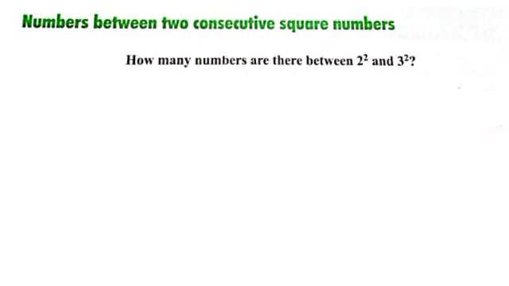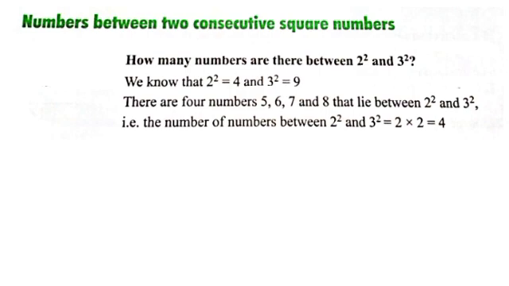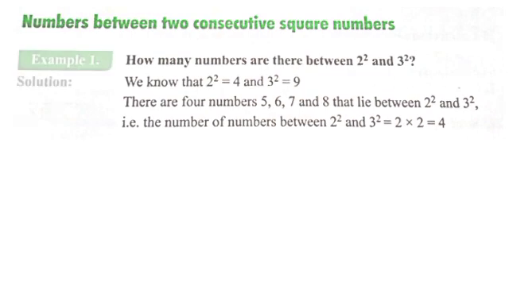Numbers between two consecutive square numbers. How many numbers are there between 2 square and 3 square? We know that 2 square is 4 and 3 square is 9. Therefore, there are 4 numbers, 5, 6, 7 and 8, that lie between 2 square and 3 square. That is, the number of numbers between 2 power 2 and 3 power 2 is equal to 2 into 2, which is 4.